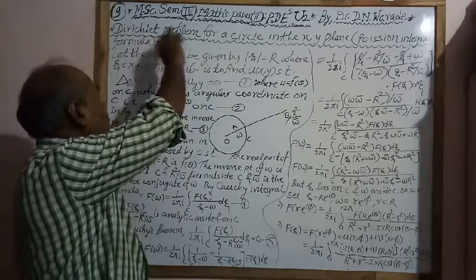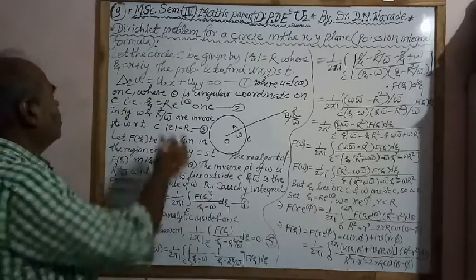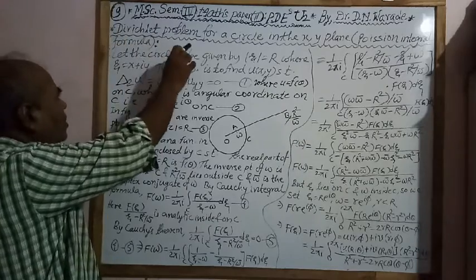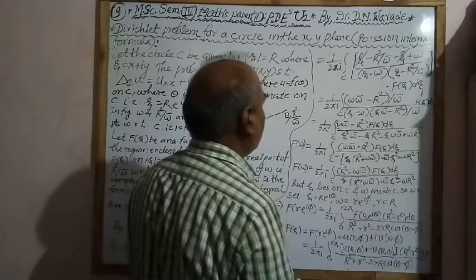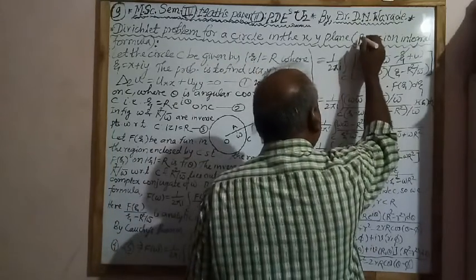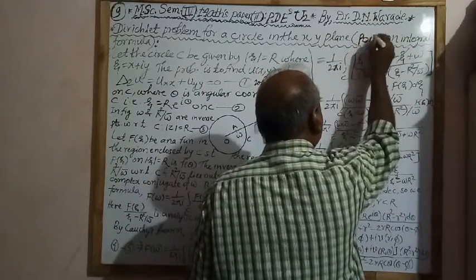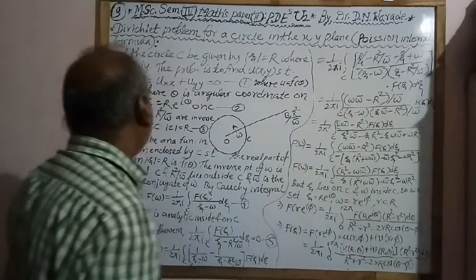All of you welcome. In our next period, we see the next article, Dirichlet problem for a circle in the xy plane, which is called the Poisson integral formula.